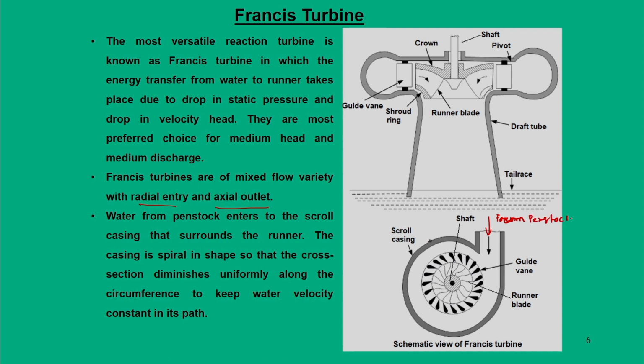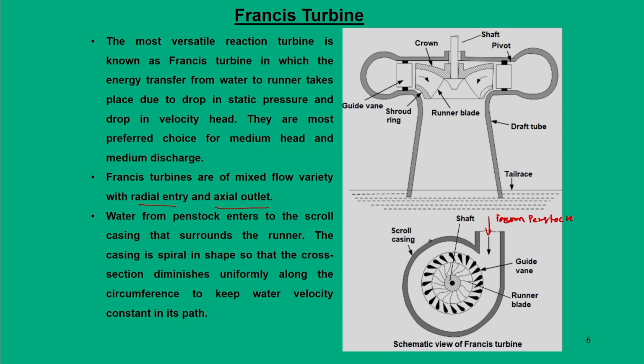So, penstock is nothing but the water pipe or conduit in which the high head water is allowed from certain locations to the location of the turbines. When it enters from the penstock, it passes through a casing which is called the scroll casing, and this scroll casing surrounds the runner, and this runner is integrated with two types of blades. One is called the guide vane, the other is called the runner blade.